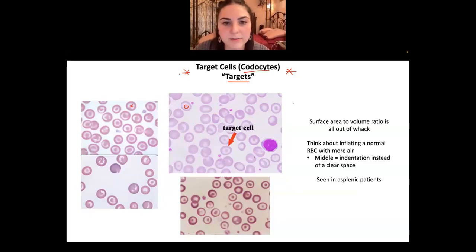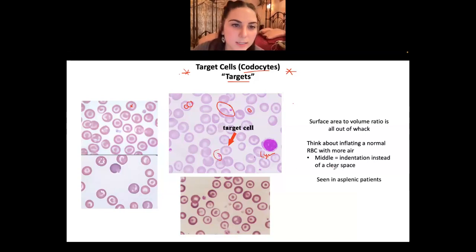So instead of seeing a clear space, that central pallor, now you're going to see a little indentation. That's because the outside area is expanding. Again, think of blowing into it with air and it's just expanding on the outsides. That's a target cell. This is a lymphocyte here. Here are platelets. These other tiny little gashes are platelets.